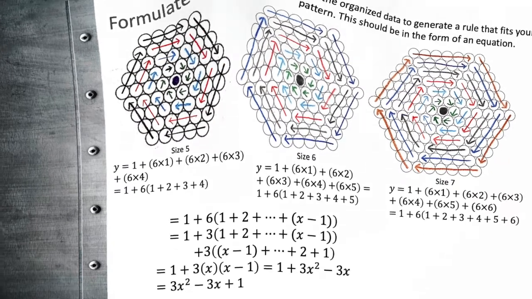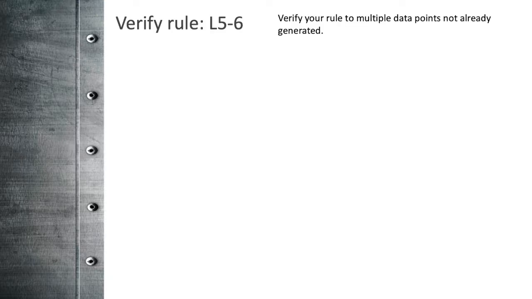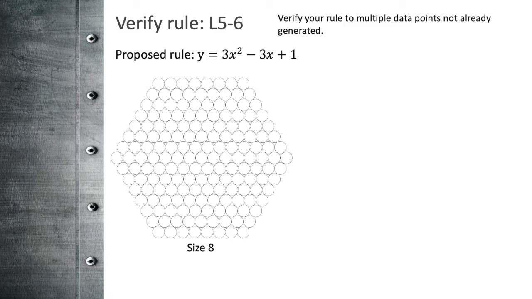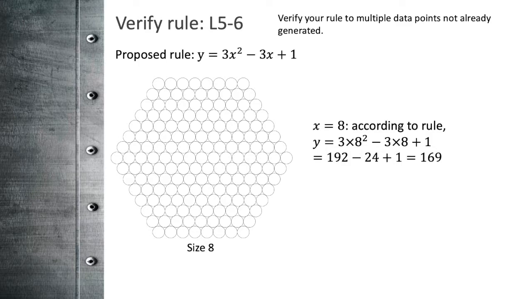Now we are going to move on to verifying it. And we do that by getting a different data point and drawing out the shape for that point and then seeing if that also matches the pattern that we have described. So here's our proposed rule. And we're going to take size 8 because that is a shape that we haven't worked with yet. And we're going to look at, well, according to the rule, when x is 8, what should y be? Well, the rule tells us that y should be 169. So we have to check if it's actually 169.